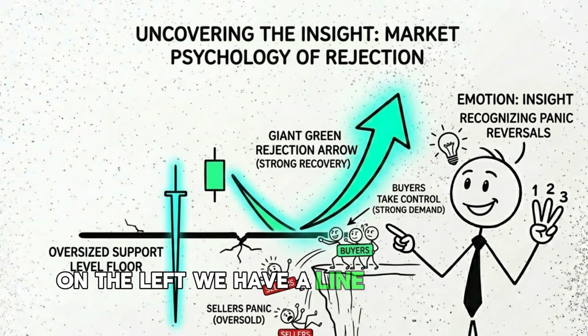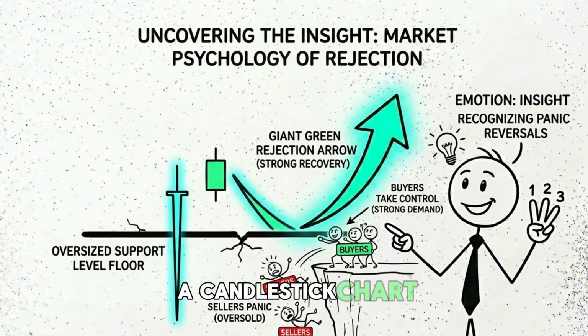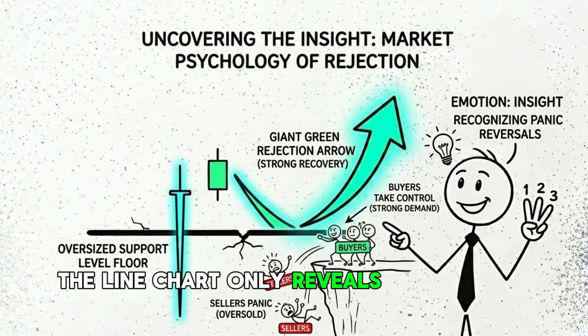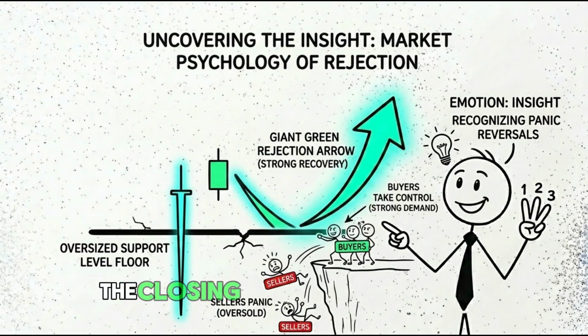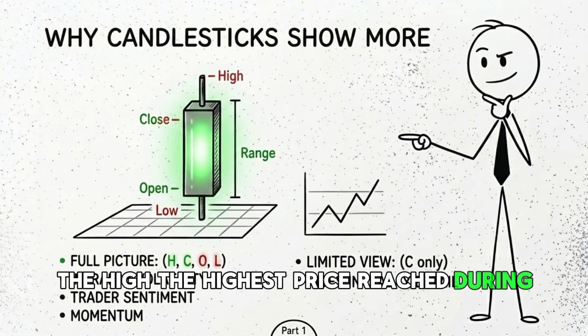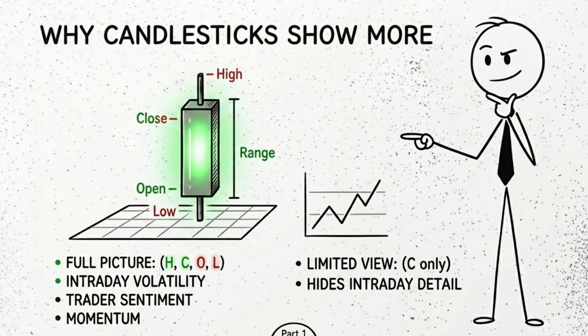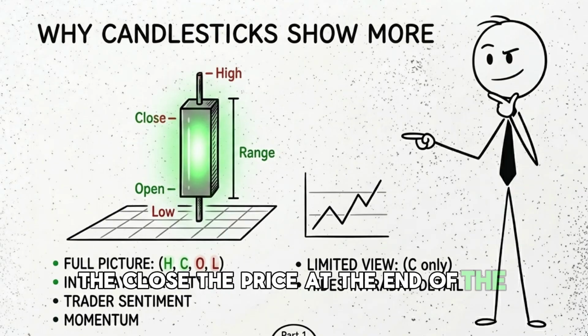standard line chart. Let's look at an example using the EUR/USD pair. On the left we have a line chart, and on the right a candlestick chart. While they follow the same general shape, the line chart only reveals one piece of information, the closing price for each period. In contrast, the candlestick chart provides 4 distinct data points for that same period. The open, the price at the start of the period, the high, the highest price reached during that time, the low, the lowest price hit during the period, the close, the price at the end of the period.